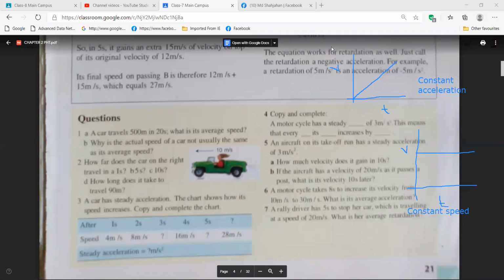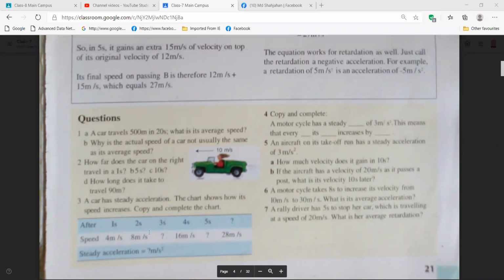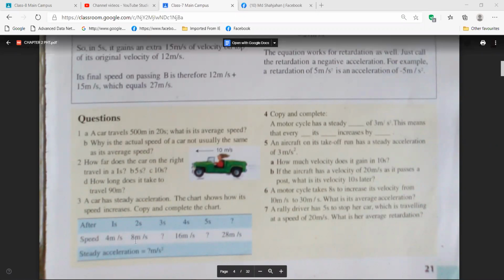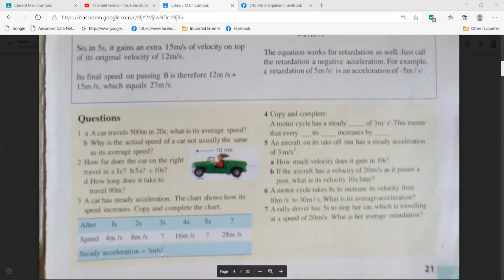Okay, so we are now doing this one. Question number 3. I discussed question 3, this one. After 3 seconds, what is the speed? Also, I calculated acceleration. What was the acceleration yesterday? Can you remember? It's also written in your copy, right? How much is it? What is the acceleration? 4 meters per second square.